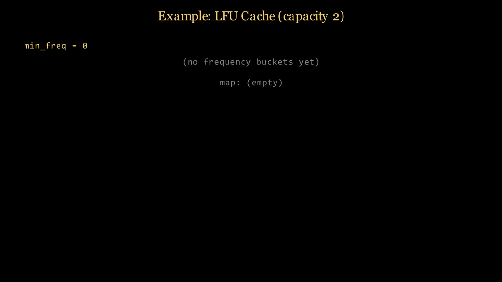Capacity 2. We start with an empty cache. No frequency buckets yet, min_frequency is 0, the map is empty.